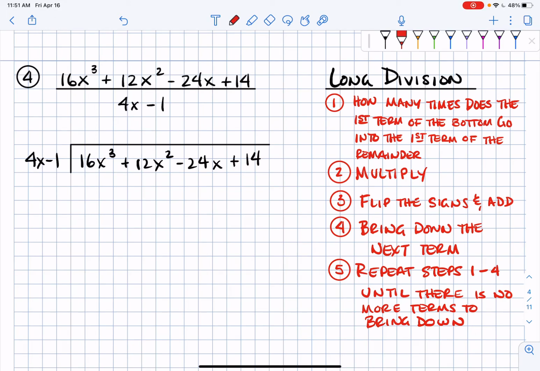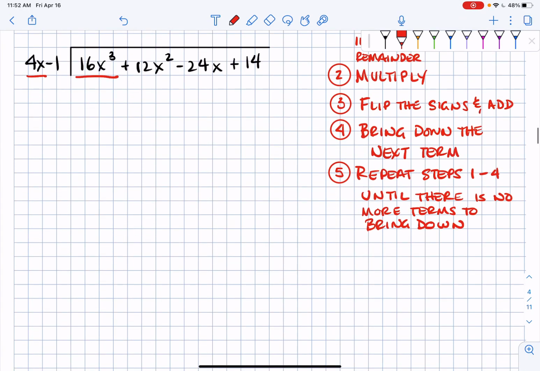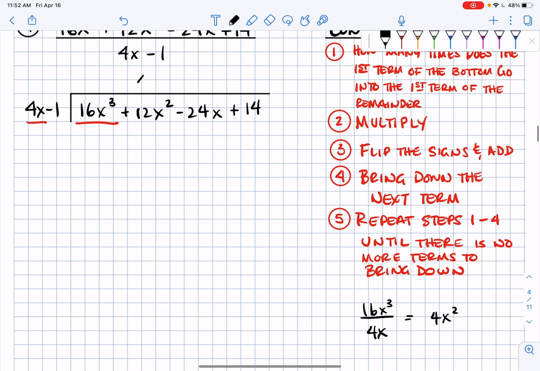So the first thing we ask, so this is step 1, how many times does the first term of the bottom, this is the bottom, go into the first term of the remainder? Well, since we haven't done anything, that is my remainder right now, because that's what's left over, which is the top. So how many times does that go into it? And typically we do some side work on the side, right? So we got 16x to the third divided by 4x, and I get a 4x squared. So then we bring up here a 4x squared, okay?